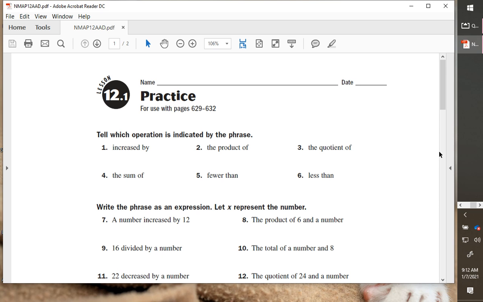Okay, next to questions 1 through 6. Do we have any math to do? We do have math to do, but we only have to tell which operation is indicated by the phrase. So in this case, our answers should only look like adding, subtracting, multiplying, and division signs. Do we have any numbers to write down? No. I just want you to tell me, does increased mean adding, subtracting, multiplying, or dividing? And we have a little chart in our book on page 207. So let's get our book out. Page 207. Okay, is it open to page 207?